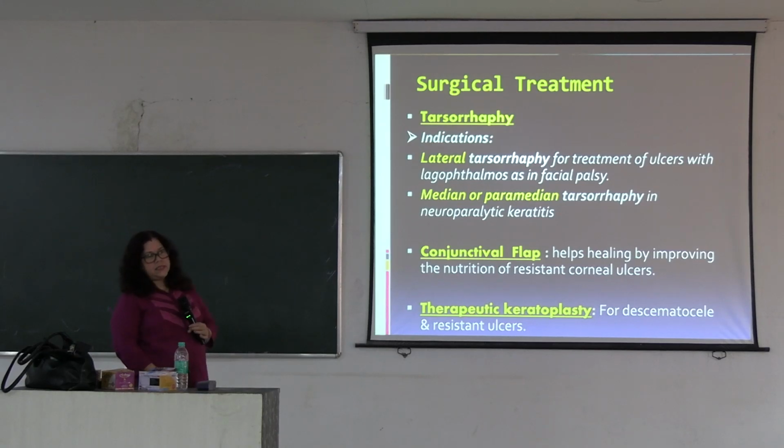That is called optical keratoplasty. And optical keratoplasty is again of two types. It may be full thickness keratoplasty and partial thickness keratoplasty. If opacity is faint, then partial keratoplasty is done, and if opacity is dense, then full thickness penetrating keratoplasty is done.